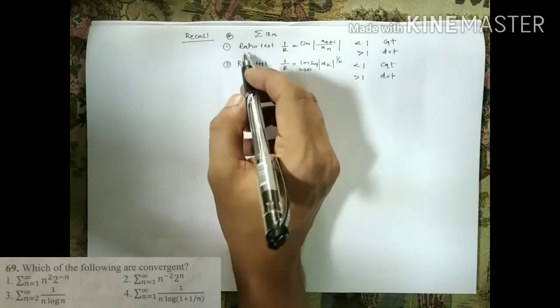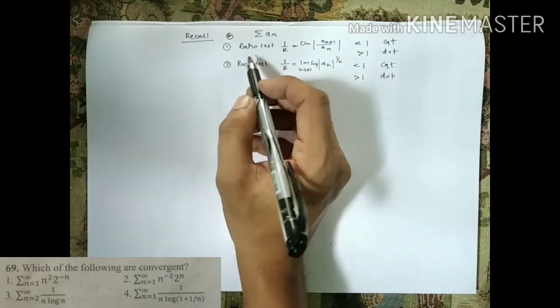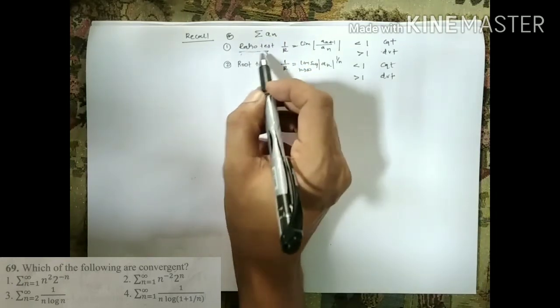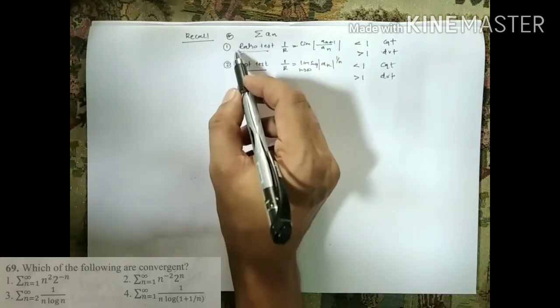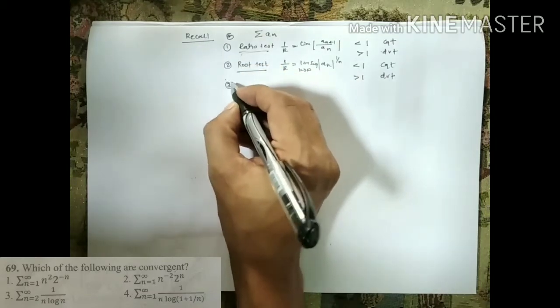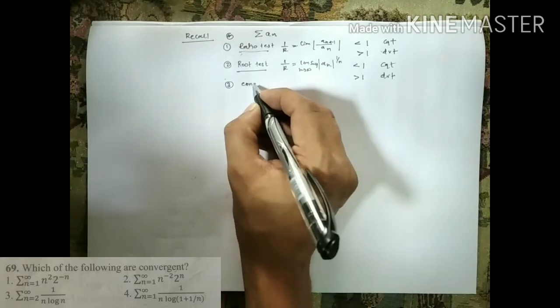Suppose I have given one series, and if I test this series by both methods, the ratio as well as the root test, and there is no conclusion from both the tests, then we can approach the third test, called the condensation test.